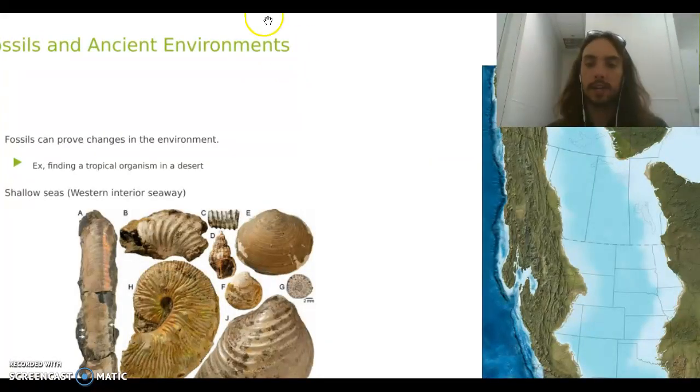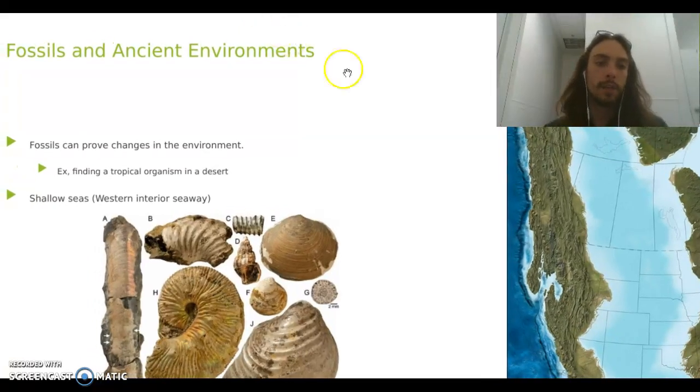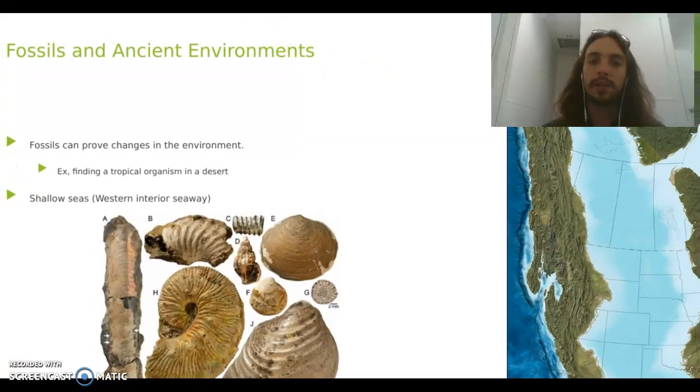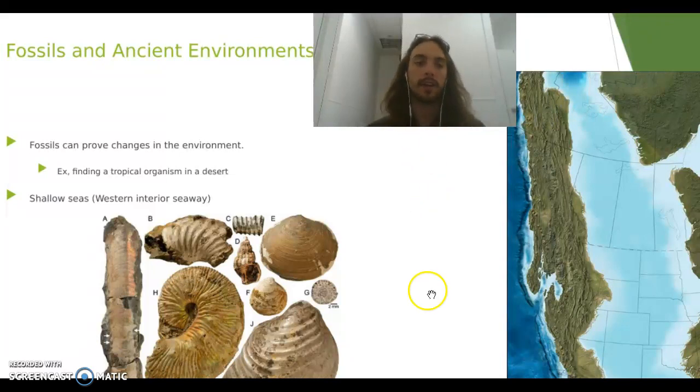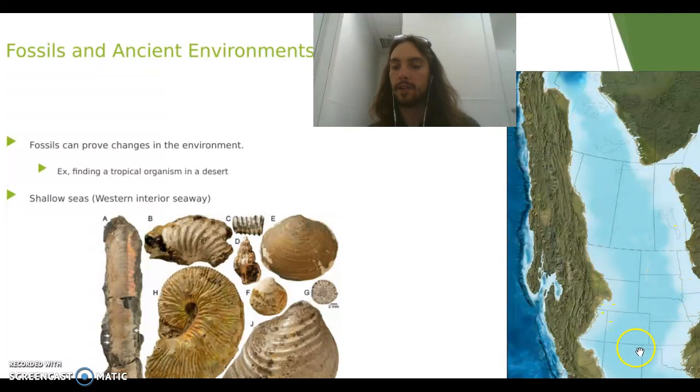So, fossils and ancient environments. Fossils can prove changes in the environment, like index fossils, like what I was just talking about. So we can find a tropical organism in a desert. And a really, really good example of that, we have it here, is the Western Interior Seaway. So a long time ago, about 200 million years ago, this whole area was inundated with water and was actually just a big sea. So we have Colorado right in here. It was actually completely inundated with water.